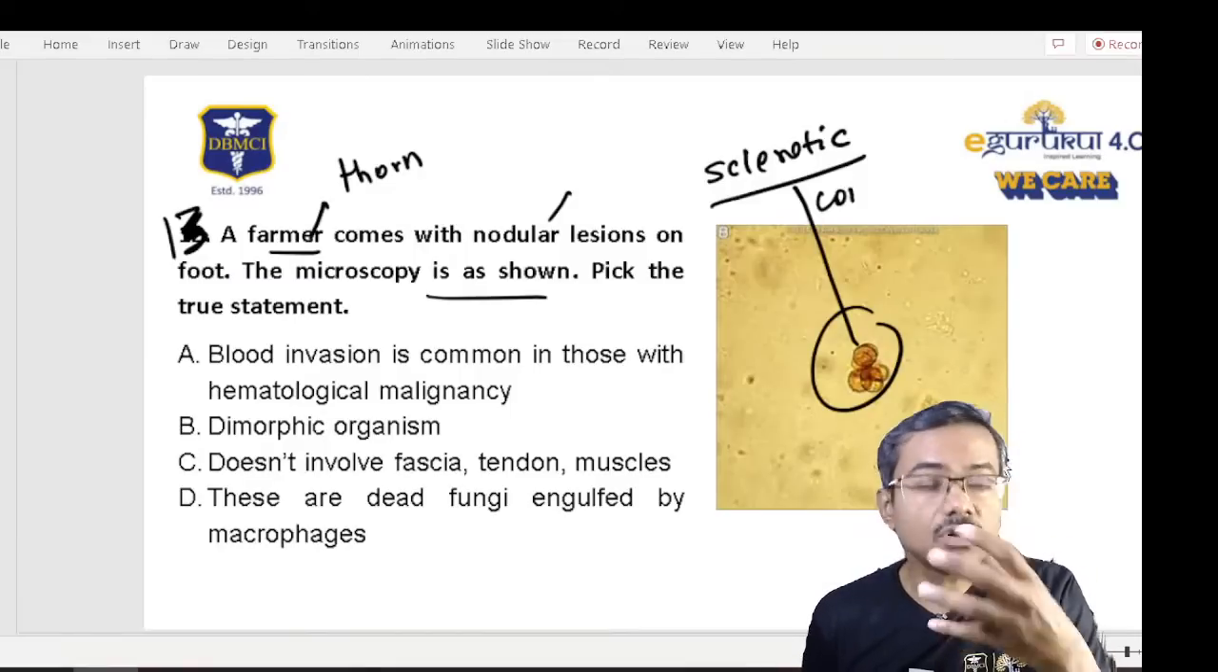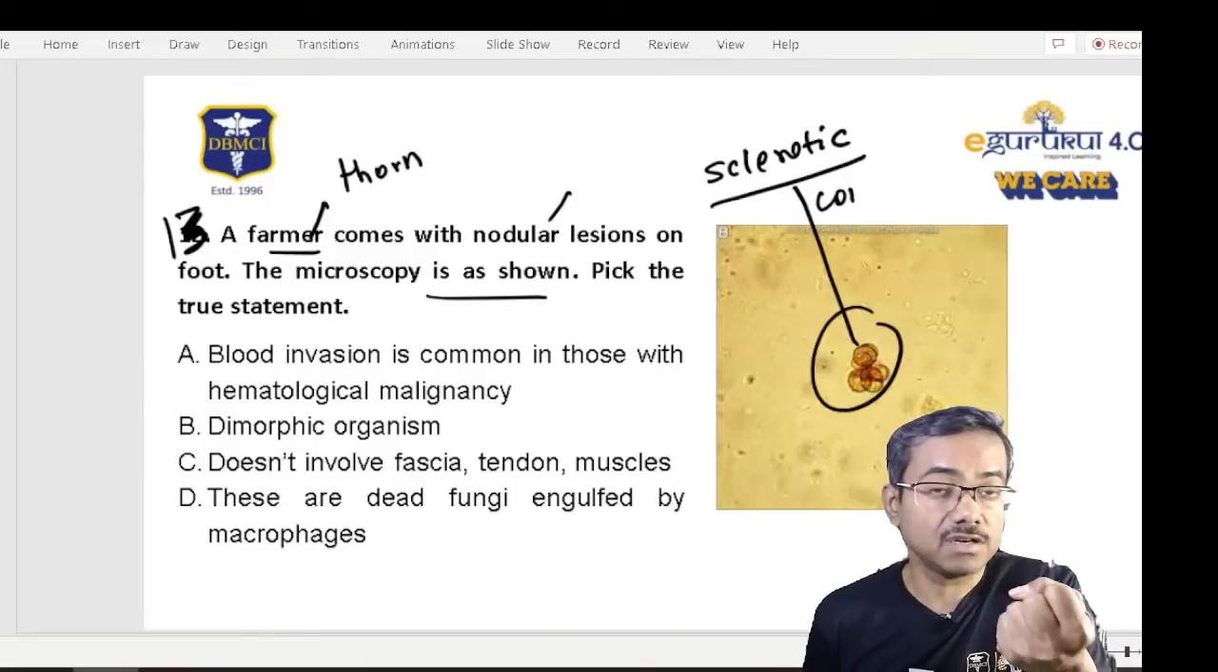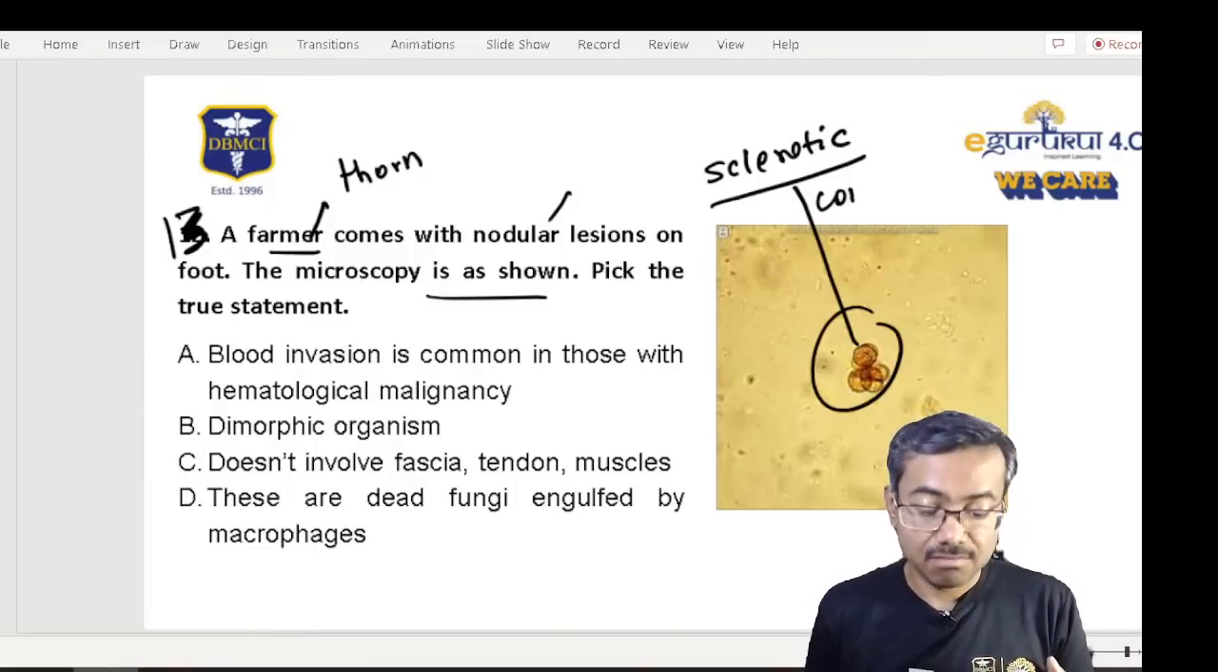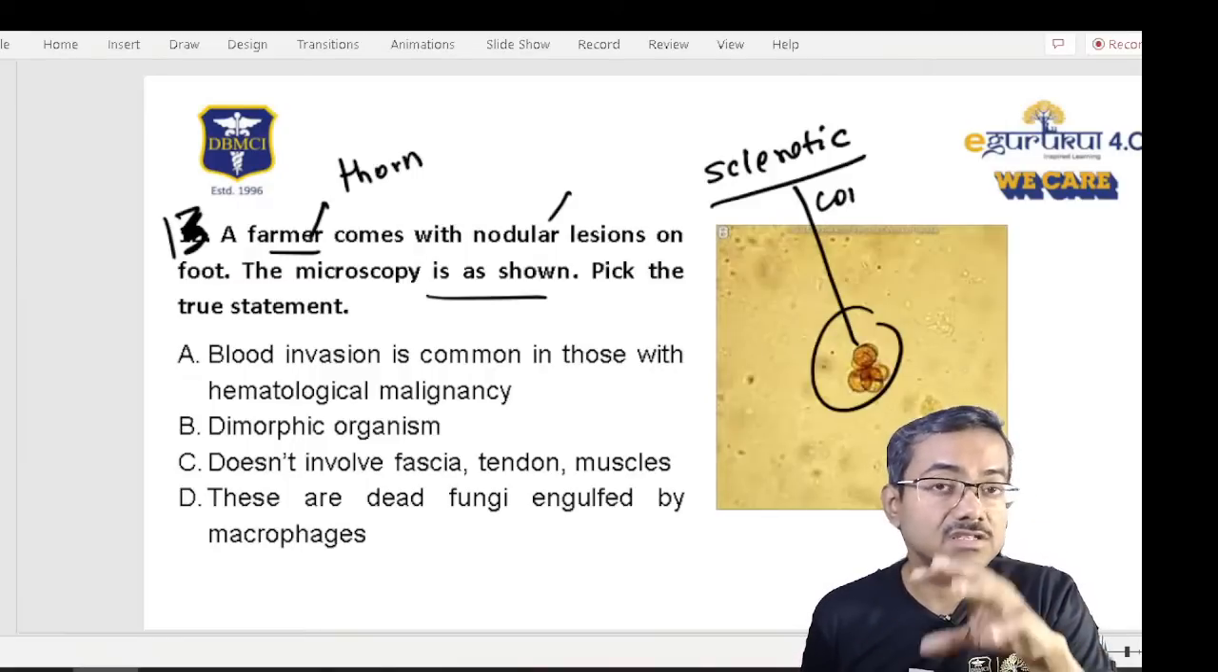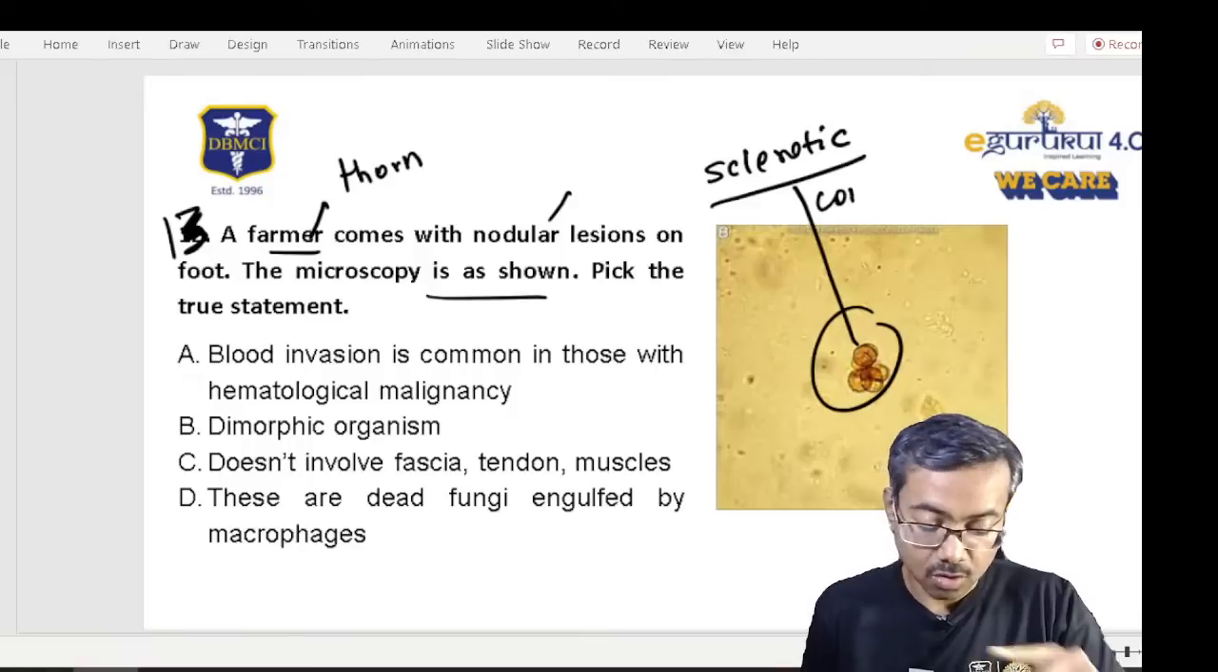Now blood invasion is not common because it's a subcutaneous fungus. It's a fungus in the skin. It's not a blood fungus. It's not a hematogenous spread at all. So the first is wrong.